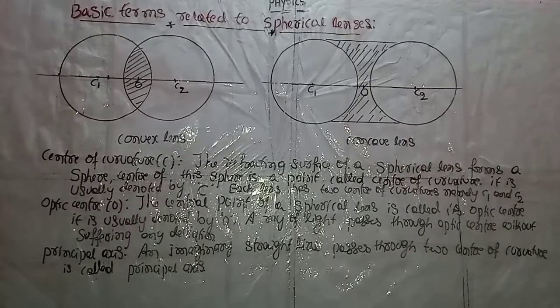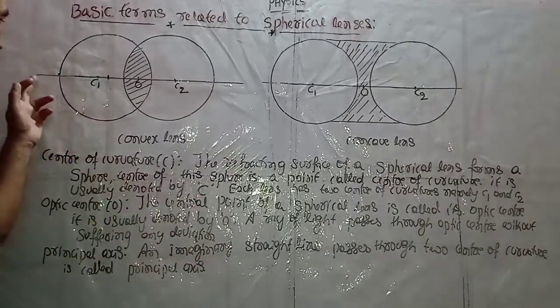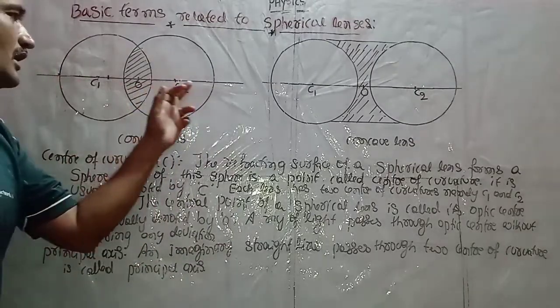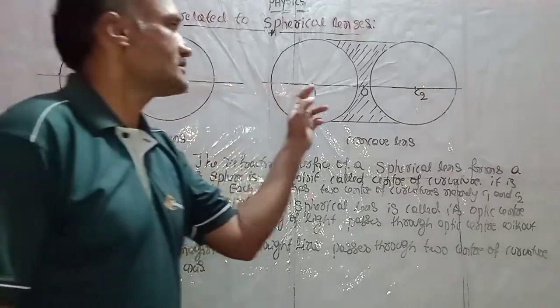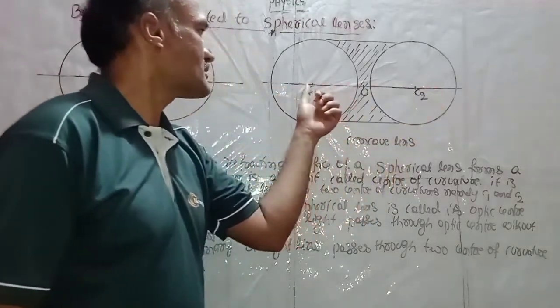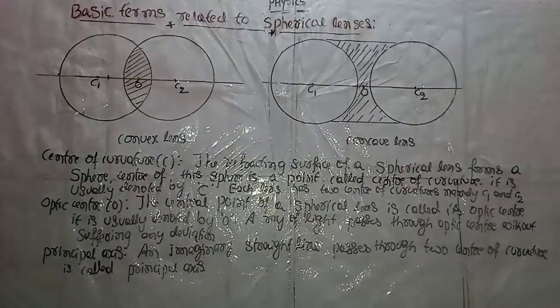Then what is the principal axis? As we saw in mirrors, an imaginary straight line that passes through the centers of curvature is called the principal axis.